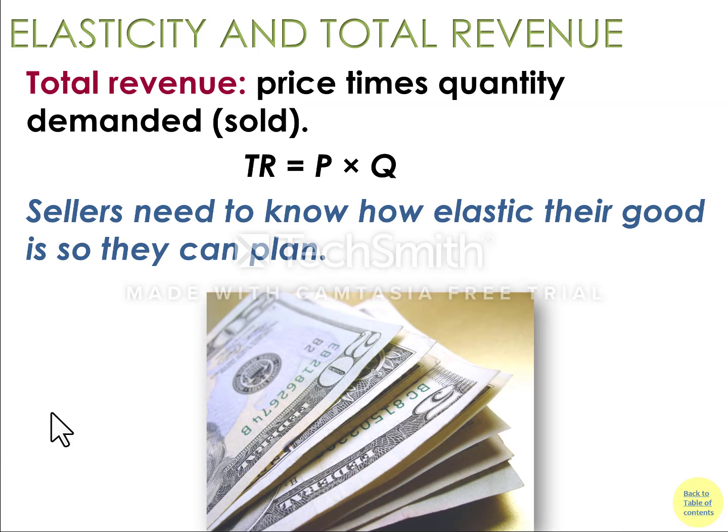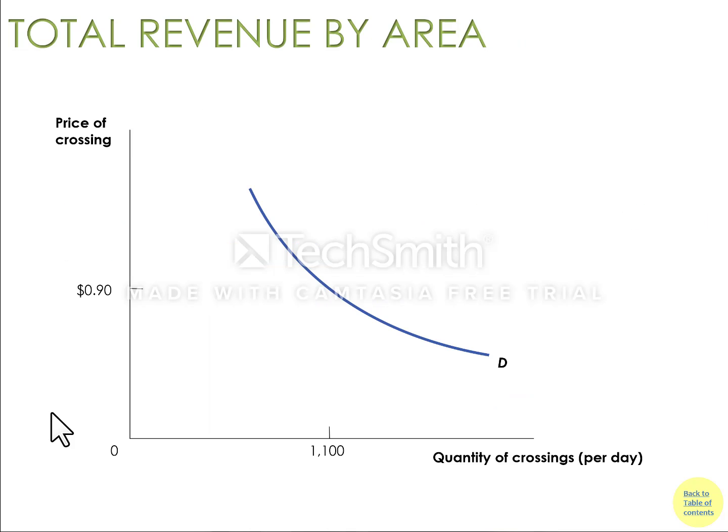So, backing up, what is revenue? Total revenue is just the price times quantity demanded. In other words, how many units you're selling times the price that you're selling them at. One useful thing to think about is, how do you show the area of revenue looking at a demand curve? Well, if you're selling 1,100 at a price of 90 cents each, your revenue is that area of price times quantity, or base times height.